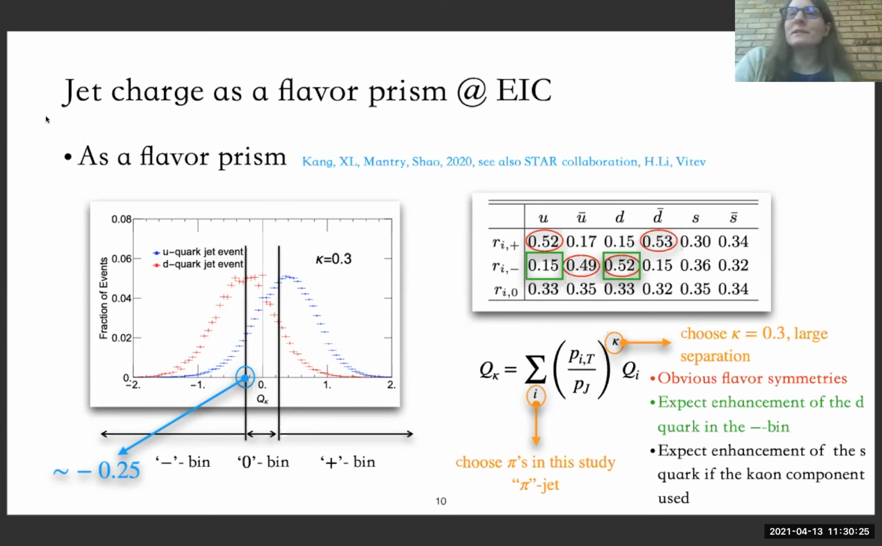I'm a little surprised that they're just looking at R plus for U and D, that you have these quantities circled, the 0.52 and the 0.53, so they're basically the same. I'm a little surprised that they're so similar, because of course D bar is positive, but the magnitude would be different. I might have expected some difference in these R values due to the different magnitudes of the up and down charge.